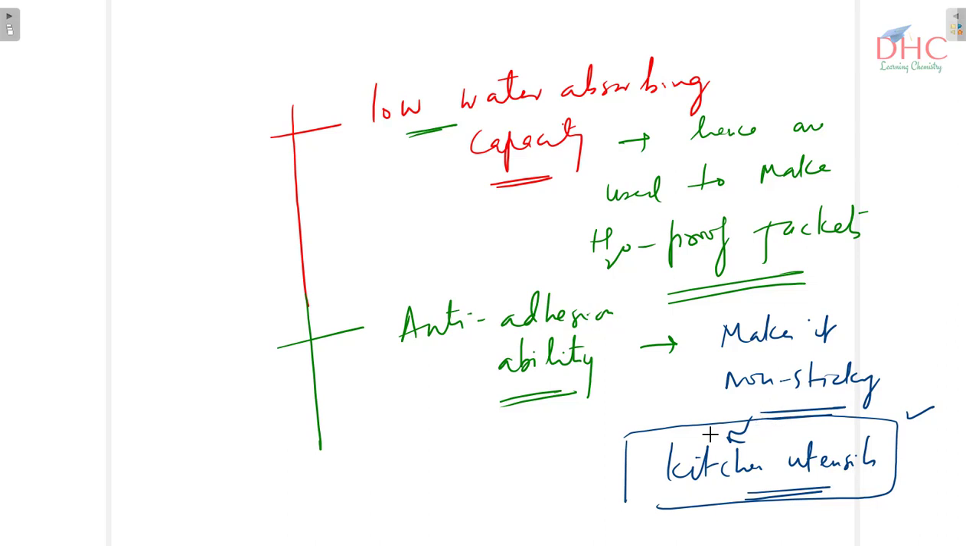If you put anything in a bowl that has this coating, it doesn't stick to it. Why? Because it's a non-sticky material, because it has anti-adhesion ability. So these were some of the properties and uses of the two polymers, Teflon as well as Orlon. I hope you understand it.